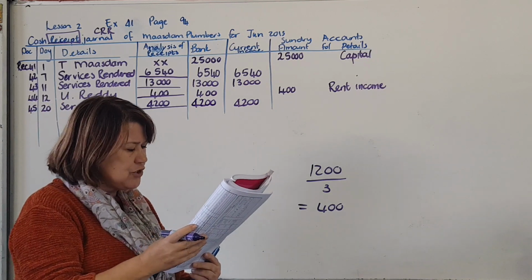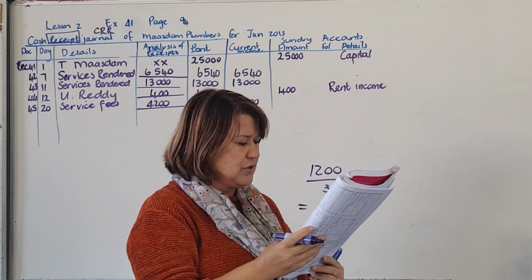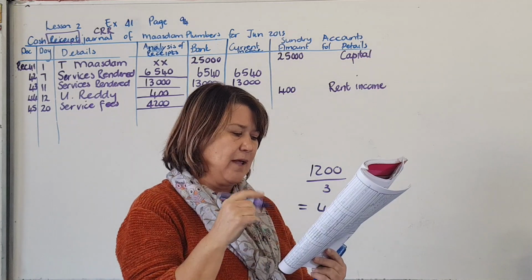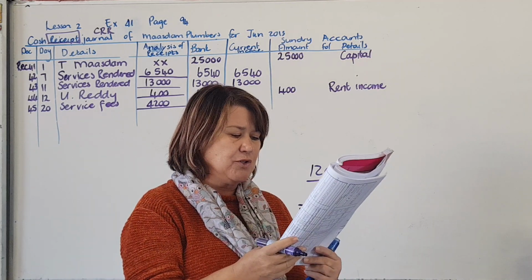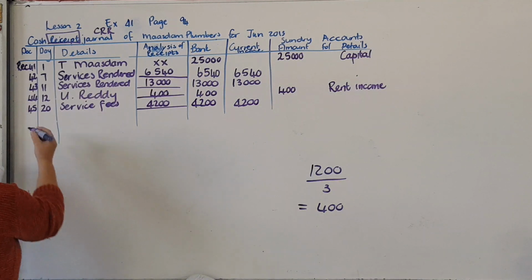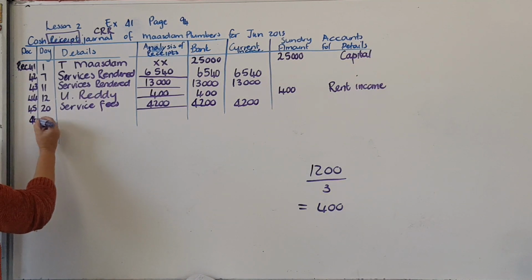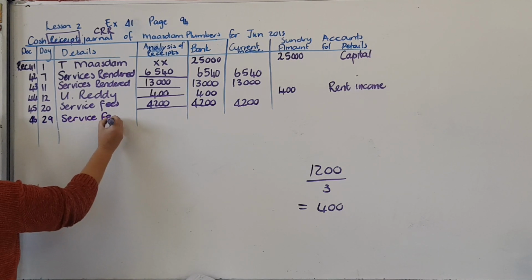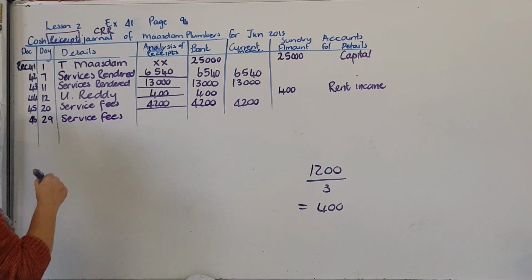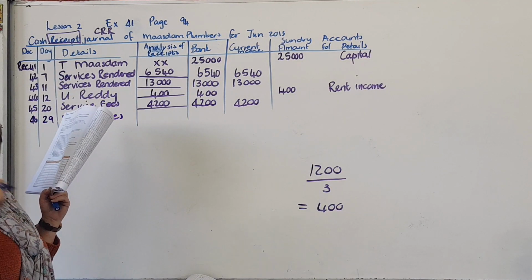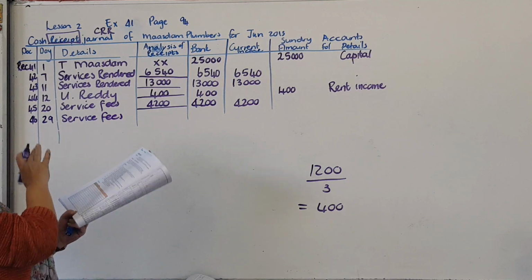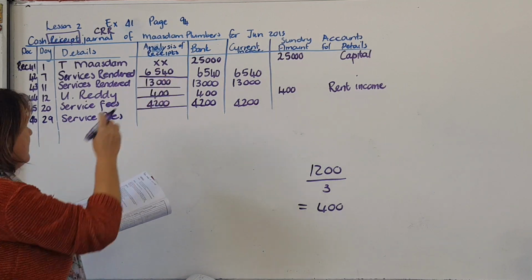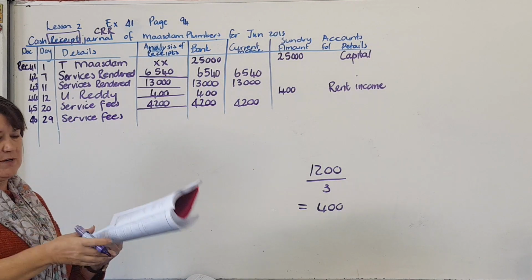Okay, cash a check for, no, the second one on the 29th. Service fees amount to 15,900. So receipt number 46 on the 29th, service fees. But what can you also write? Service rendered. Anything. That's fine. Service rendered is a current income. Service fees is current income.